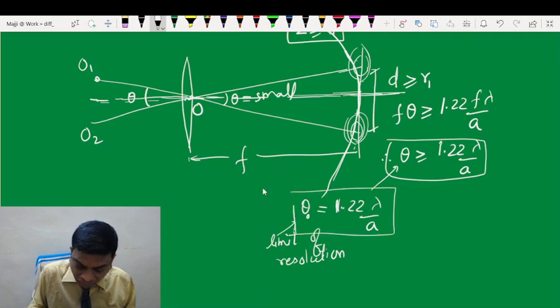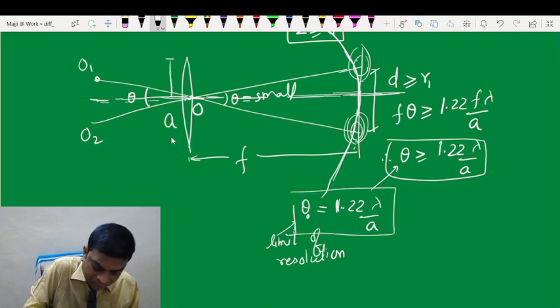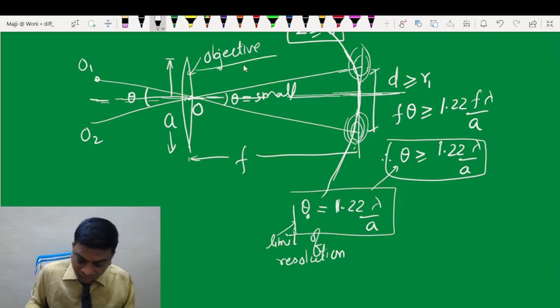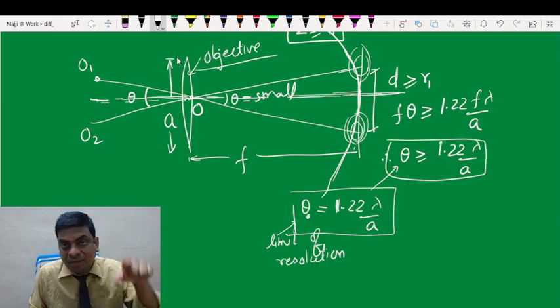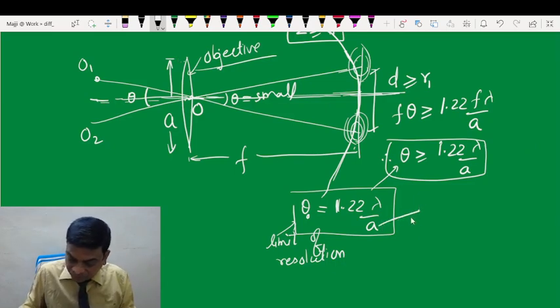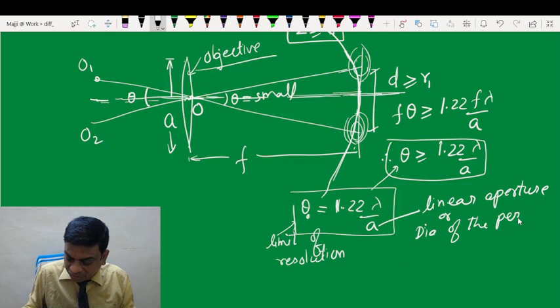Okay. Here what is A, students? A is also known as the linear aperture of the objective. Remember, objective faces the object. So A will be the diameter of the periphery or the boundary of the lens. A is the linear aperture, also known as the diameter of the periphery of the objective.